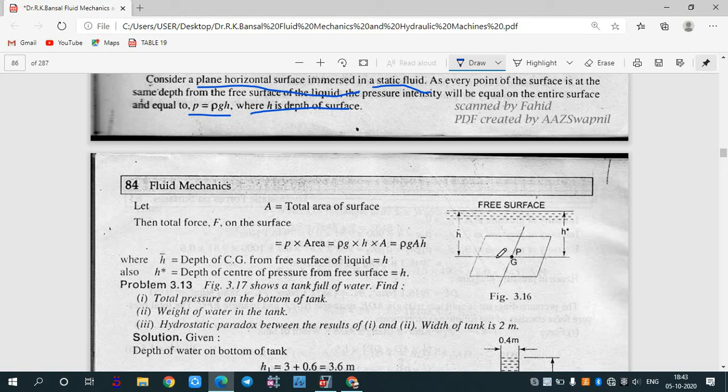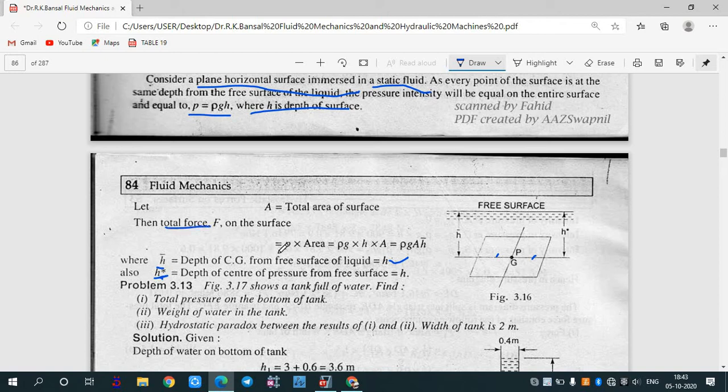Or if it is on the other side, what will happen? The height from the free surface will be equal. If suppose the point G is over here, the height will be equal. So in that case, we do not need to calculate h star because it is equal to the depth of CG. We don't need to calculate h star, since h bar is equal to h star. We need to find out only the area and the total force.